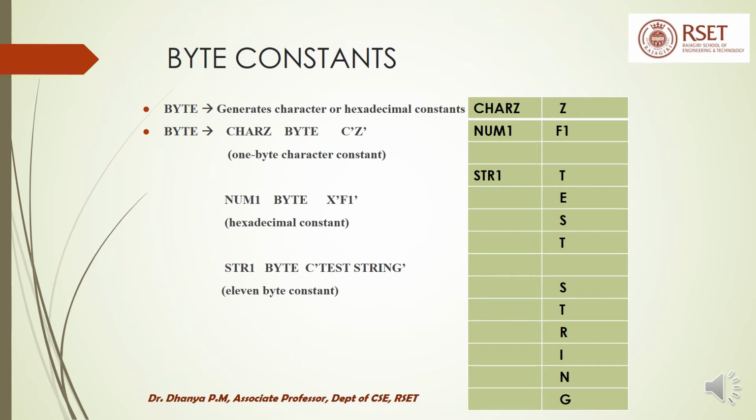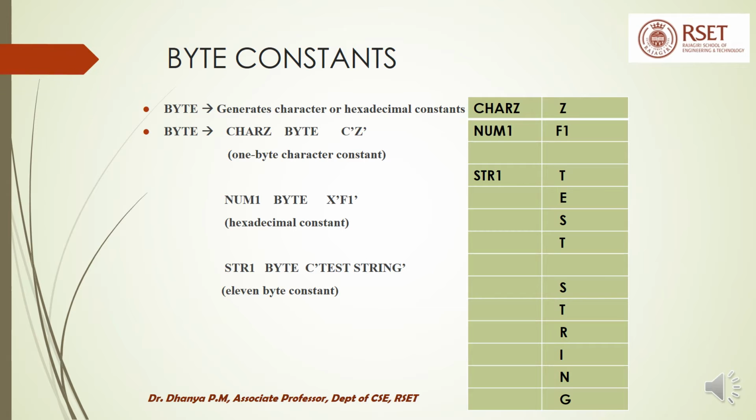The assembler directive BYTE. It is used to generate either a character constant or a hexadecimal constant. So in the given example, we can see the instruction CHARZ BYTE C'Z'. So here the character Z is stored in a memory location named CHARZ. And it is storing a 1 byte character constant. Now, this can also be used for storing hexadecimal constants. For example, NUM1 BYTE X'F1'. Here, the hexadecimal constant F1 is stored in the memory location NUM1.